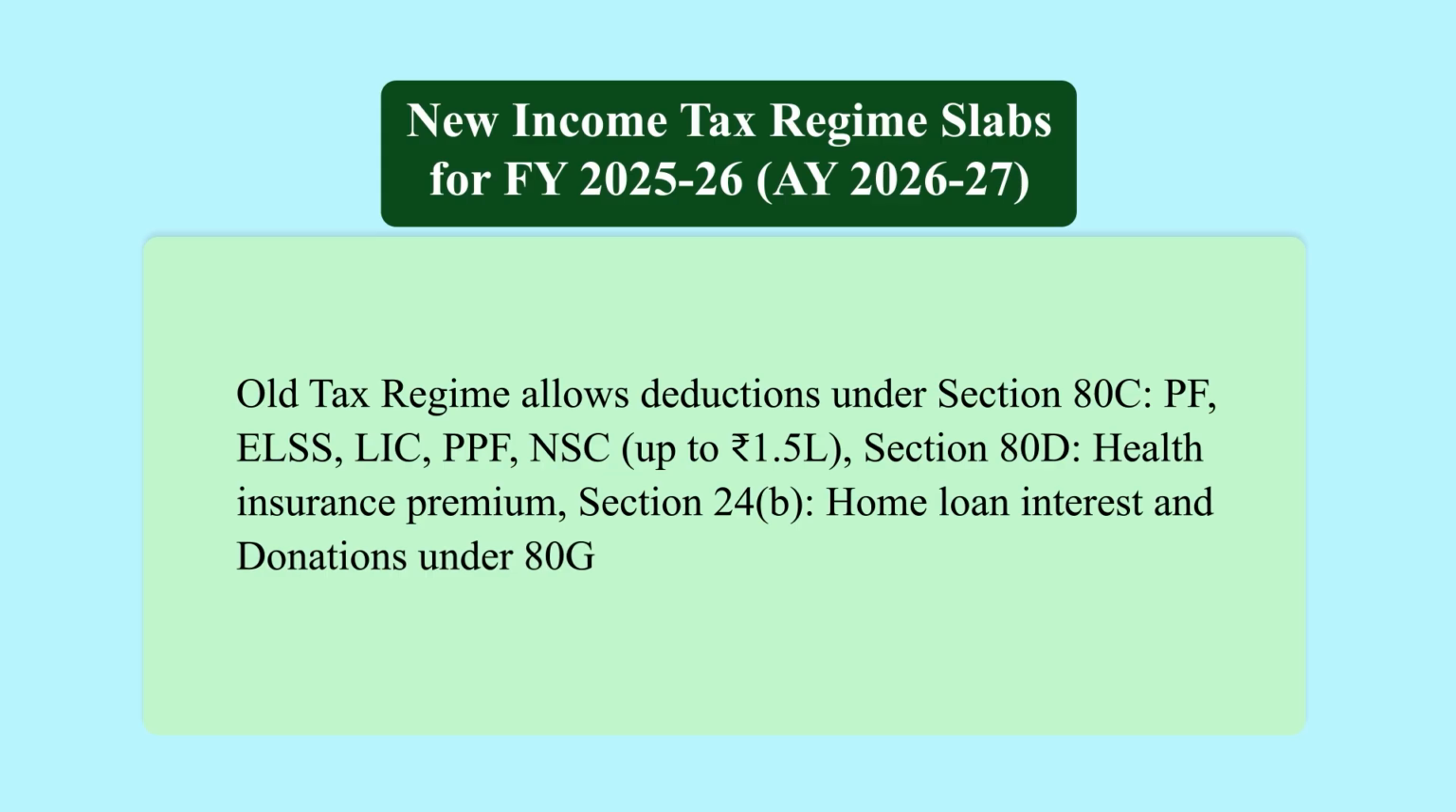This has to be compared with the old tax regime, which is still continuing for those who want to get benefits under section 80C, that is, whatever they have invested in PF or ELSS, LIC, PPF, NSC, etc., or people who have drawn house rent allowance or are drawing benefits of paying housing loans. The new tax regime should be compared with the old tax regime, which allows deduction under section 80C, under section 80D, home loan interest, and donations, etc., under 80G.